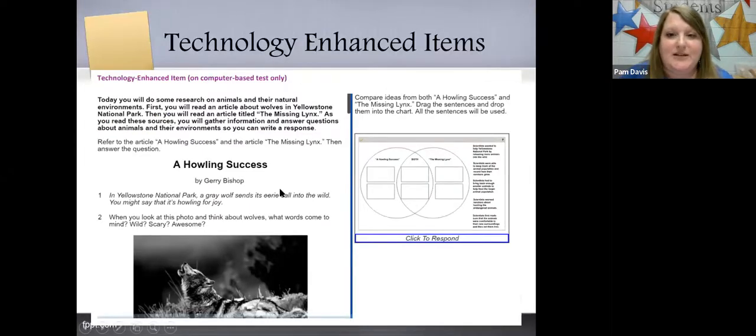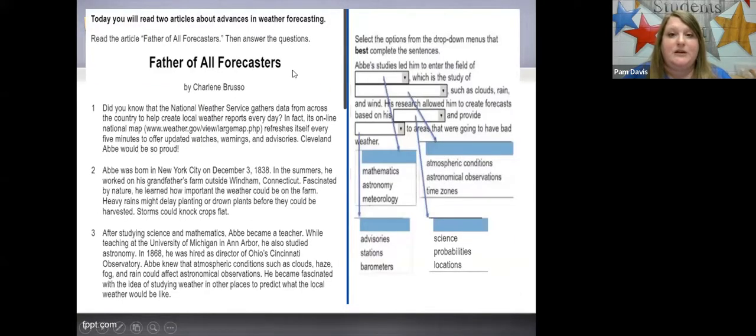Because we are computer-based tests, this is an example of what your student may see online, and it is where in this situation you have a Venn diagram and they're comparing and contrasting, and they're going to drag and drop the options into the diagram. Here would be read the passage and use the drop down box to select the word that best completes the sentence. So this is another feature on those computer-based tests.